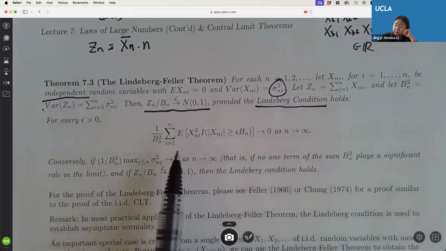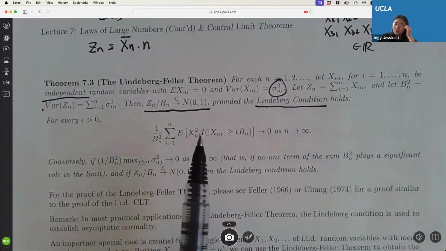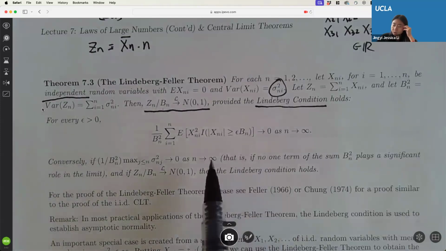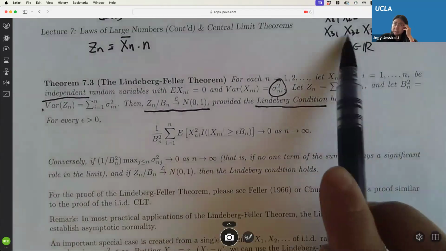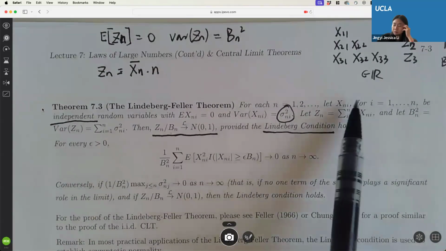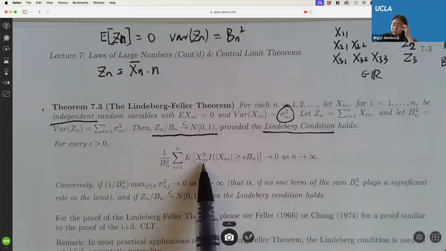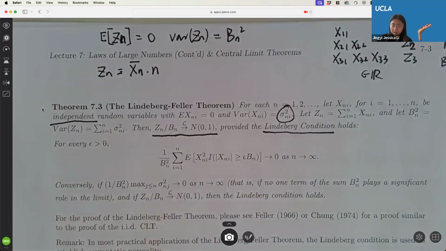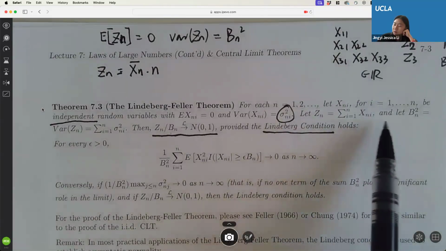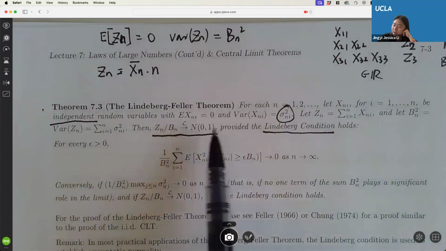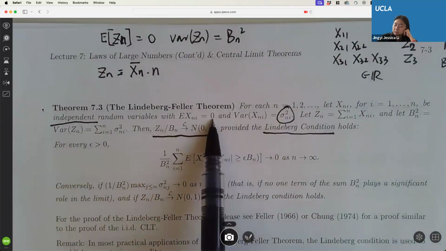And here's the same thing. Essentially, you drop identical distribution, but you also need to make sure that for each X_ni, we need them to be, how to say, quite concentrated around the mean. It's just that their means are now 0. Each X_ni has mean 0. So the mean is 0.